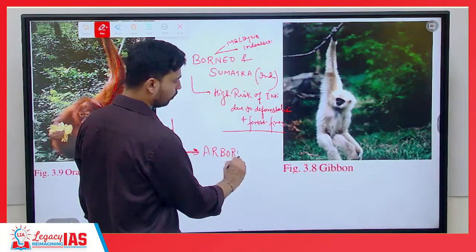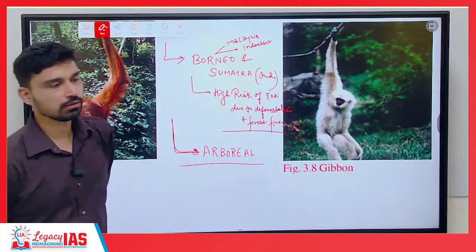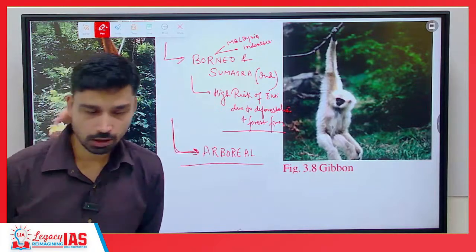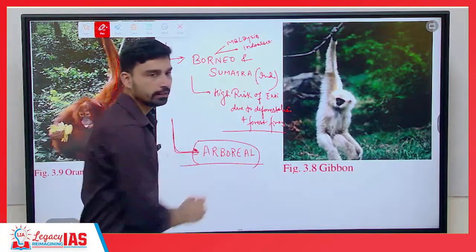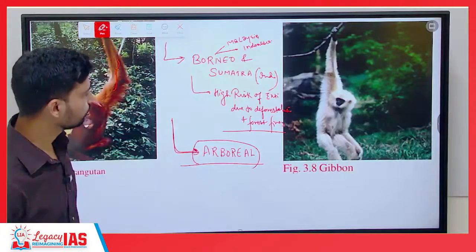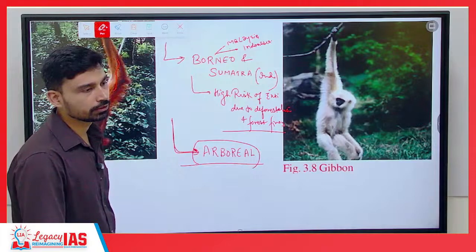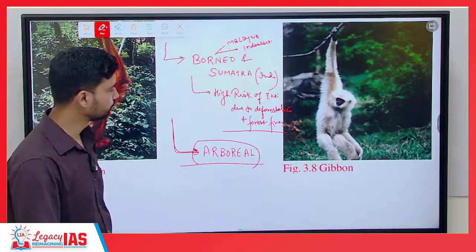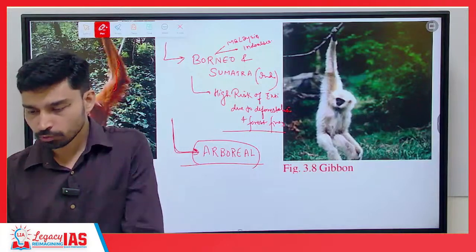They are also arboreal. We can add next: orangutans are also arboreal. Arboreal means living in the trees; they do not live on the land. Generally, they can come on land for some time to search for food, but generally they live on the trees itself. Arboreal in nature.